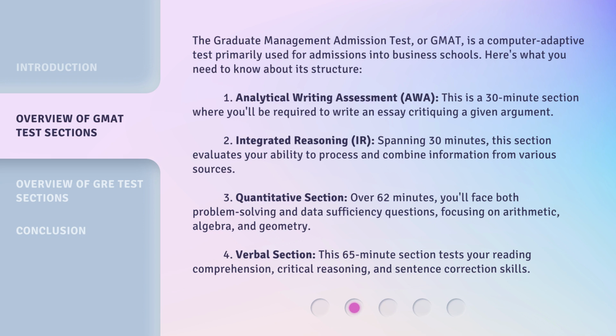2. Integrated Reasoning, IR, spanning 30 minutes. This section evaluates your ability to process and combine information from various sources. 3. Quantitative Section. Over 62 minutes, you'll face both problem-solving and data sufficiency questions, focusing on arithmetic, algebra, and geometry. 4. Verbal Section. This 65-minute section tests your reading comprehension, critical reasoning, and sentence correction skills.